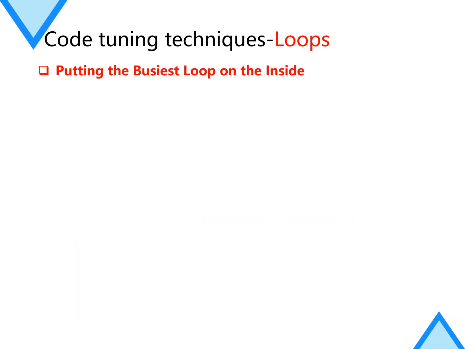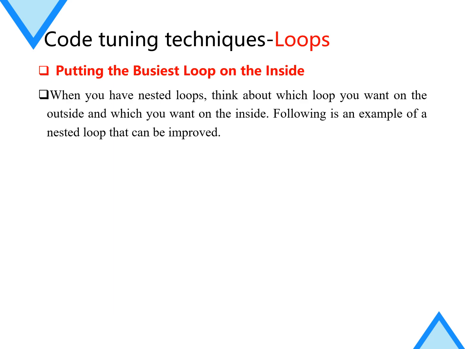The next technique, number 6, is putting the busiest loop on the inside. If you have nested loops, you keep the busiest loop as the inner loop, because with each iteration of the outer loop, the inner loop will also execute. So if you keep the busiest loop inside, it will save a lot of execution time.